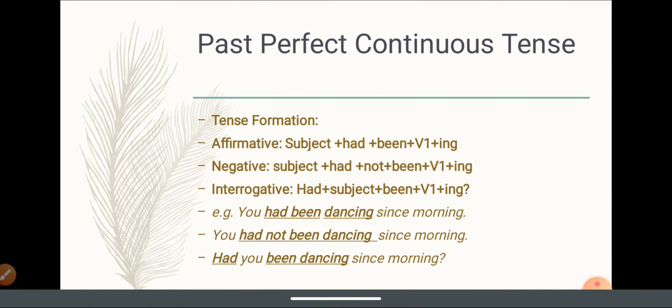Next comes past perfect continuous tense. In the formation of past perfect continuous tense, we write subject plus had plus been plus first form plus ing. It will be clear from the example: You had been dancing since morning. So since morning, the task of dancing was continued. It started in the morning and at the time of speaking also continued. In the past, you had not been dancing since morning. Had you been dancing since morning?